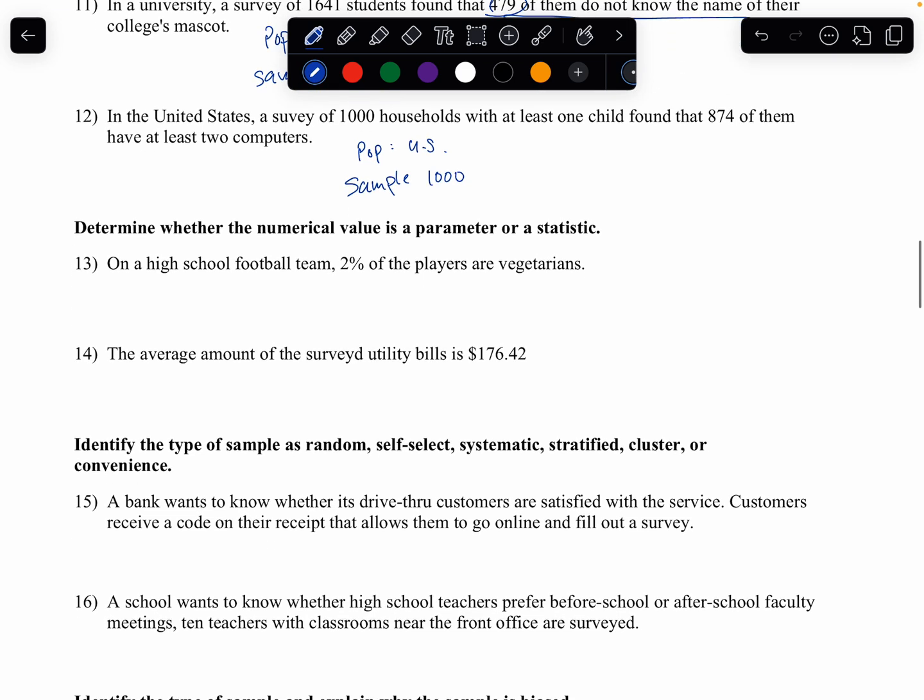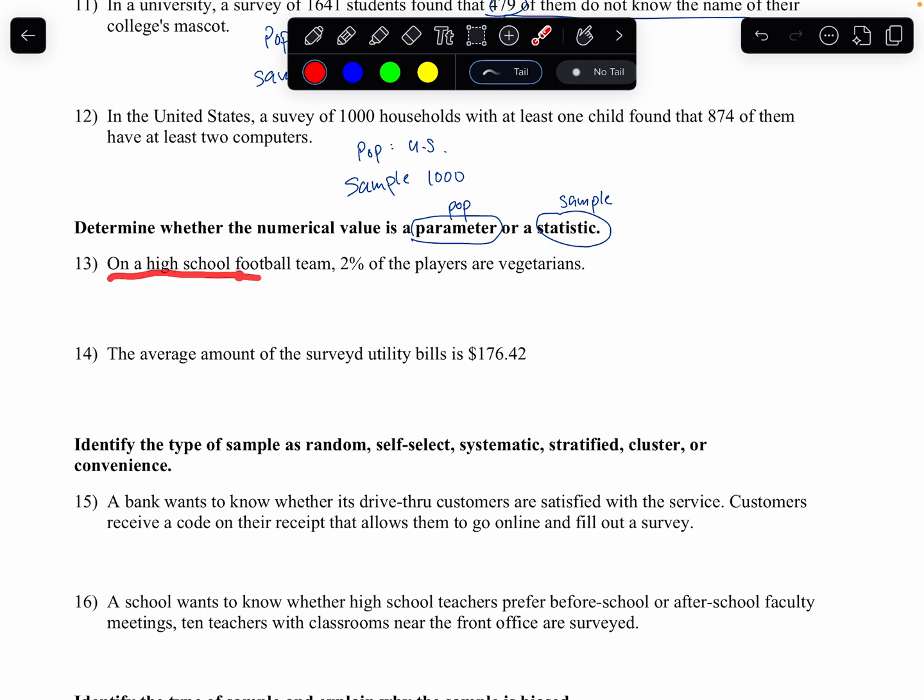Determine whether the numerical value is a parameter or a statistic. A parameter is a number that is describing the population, and a statistic is a given number that is describing the sample. In these problems, you're going to pay attention to the number, and does the number have something to do with the population or the sample?